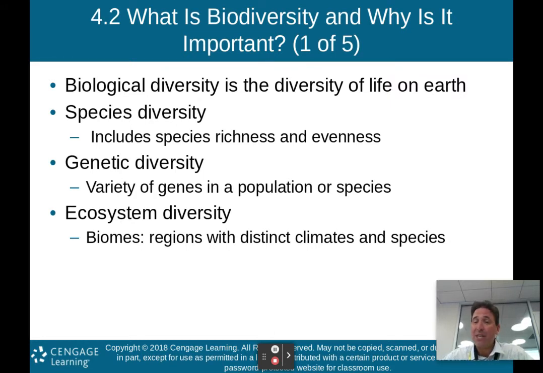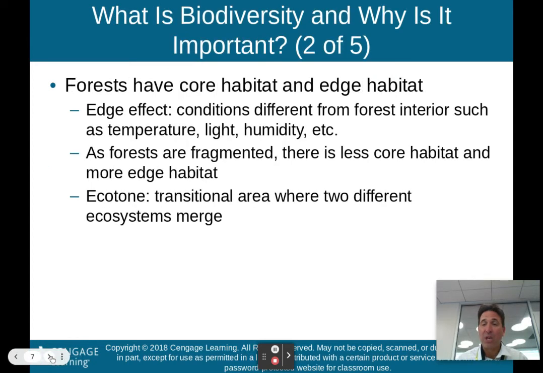Genetic diversity is the variety of genes in a population or species, and ecosystem diversity, biomes, are regions with distinct climates and species. And we're actually going to do a couple of units where we talk about terrestrial biomes, we talk about aquatic biomes. So we will be getting into biomes in more detail coming up in a couple of weeks.